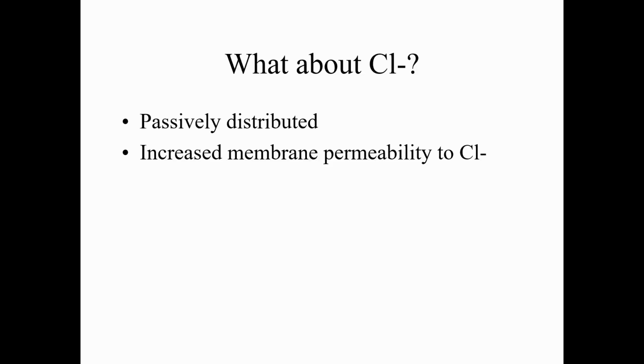So what does it mean for chloride to be passively distributed? Well, if you have a cell and you depolarize it, chloride will come in and make the membrane potential negative again. If you have a cell and you hyperpolarize it a little bit, potassium will leave and make the membrane potential polarized again. So chloride moves in and out depending on the membrane potential.